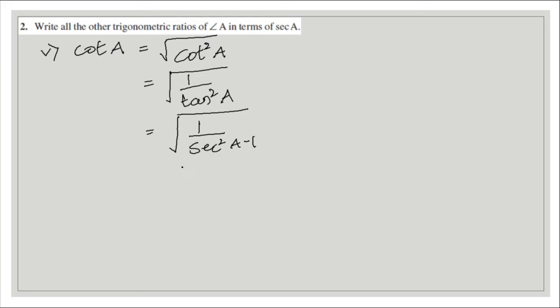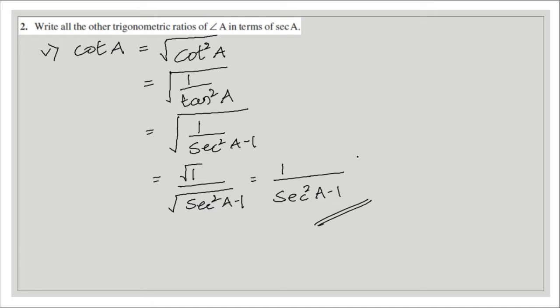Take root on both numerator and denominator. We get root 1 divided by root of secant square A minus 1. Root 1 is nothing but 1. We get 1 upon root of secant square A minus 1. This is how we express cot A in terms of secant A. Thus we have expressed all the trigonometric ratios in terms of secant A.